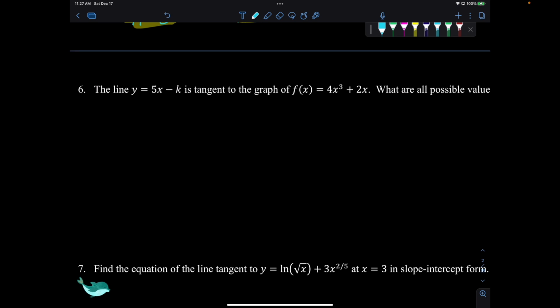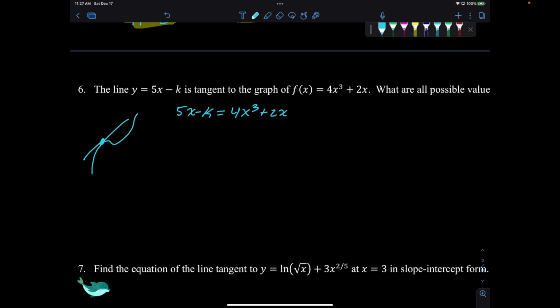See how it works. So I'm going to set them equal because if it's the tangent line, then it must hit the curve. We can kind of sketch something like that, so they're definitely going to hit each other. So one equation will be 5x minus k is 4x cubed plus 2x. And then also their derivatives should be equal because they should have the same slope.